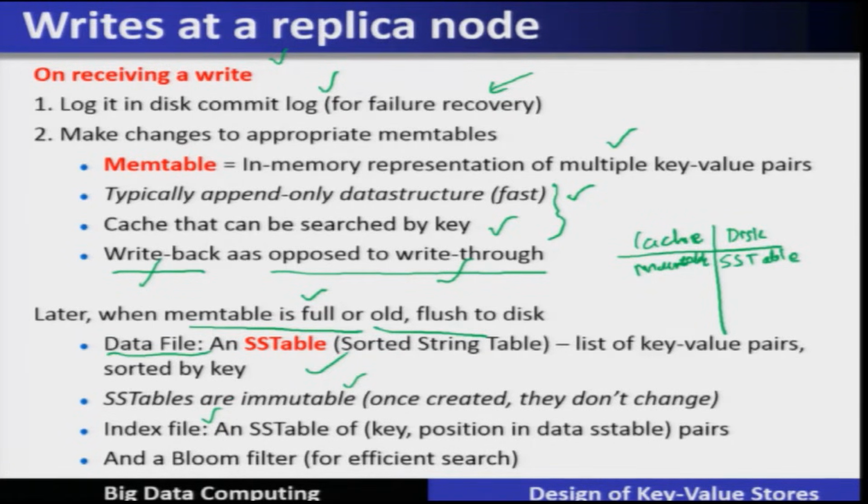The index file is associated with an SS table and indicates the key and the position pairs in the SS table. So, that is maintained in the index to make retrieval faster. Now, to make retrieval using SS tables more efficient, a Bloom filter is introduced here in Cassandra. Bloom filter provides an efficient search through this SS table.